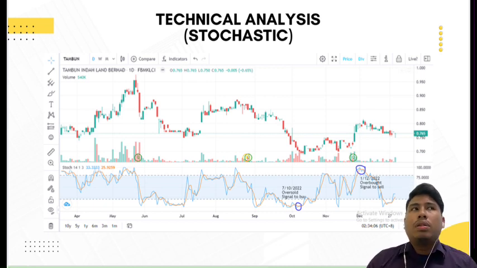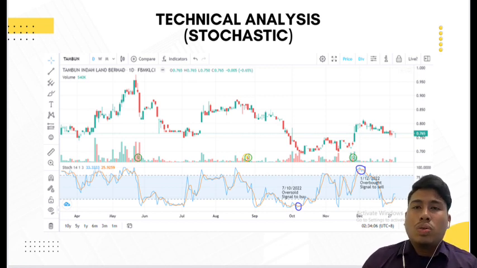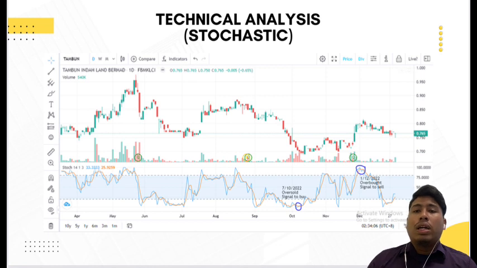On 7 October 2022, the line as usual crossed under the lower line, so it shows that the share was oversold and is a signal to investors to buy the share. And the line crossing the upper line occurred on 1st December 2022, and it shows that the share was overbought and it is a signal to investors to sell the share.